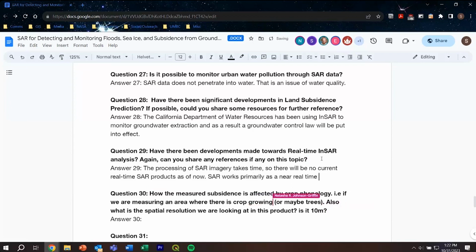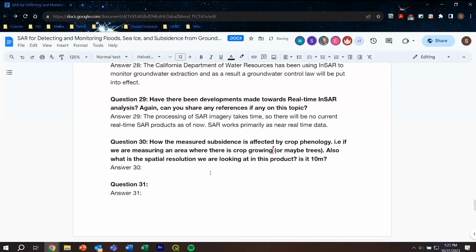Oh, and then I guess we received another question here. Number 30. How is measured subsidence affected by crop phenology? If we're measuring an area where the crop is growing, also, what is the spatial resolution we're looking at in this product? Is it 10 meters?